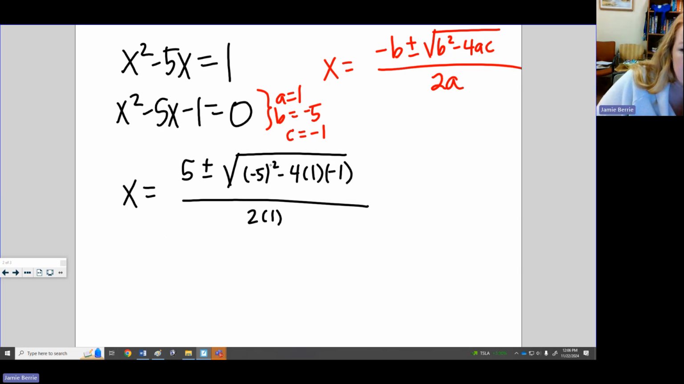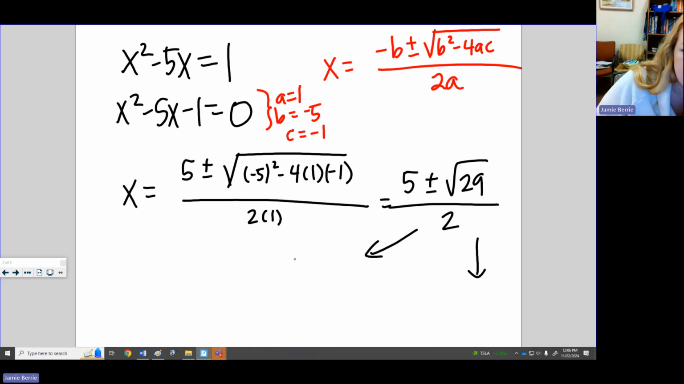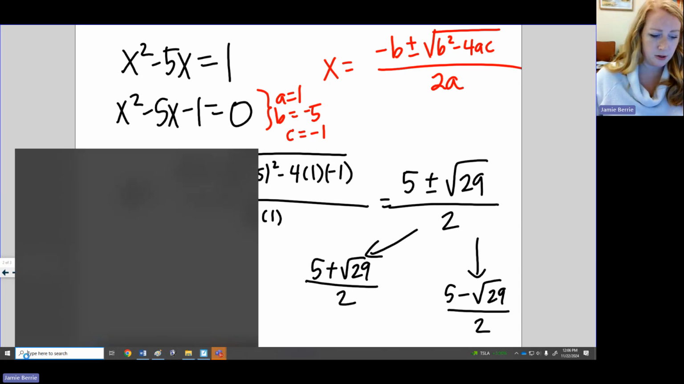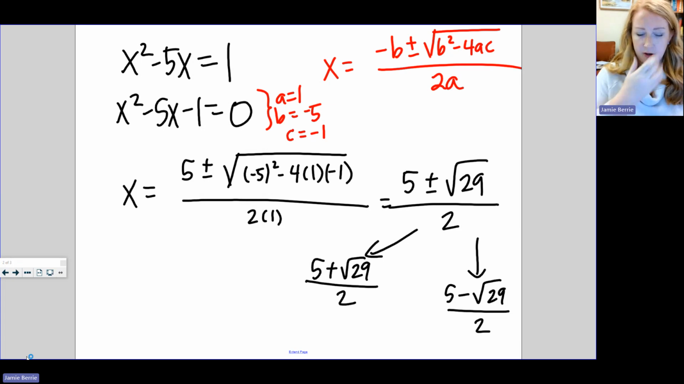So I'm going to work on that radicand. Negative 5 squared is 25. Negative 4 times 1 times negative 1 is going to be positive 4. So that's going to be 29 under the radical, all over 2 times 1, which is 2. We know that this is really two separate numbers, 5 plus the square root of 29 over 2, and then 5 minus the square root of 29 over 2. And I need to get a decimal approximation for those. Let me pull up my calculator.